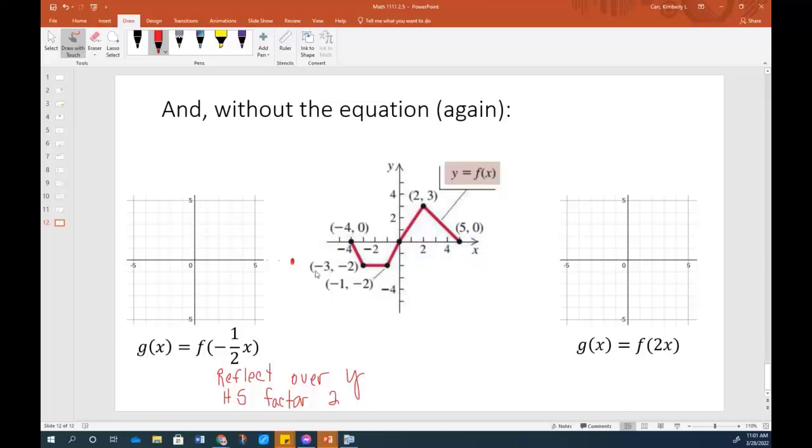So I'm looking at the X's. The negative is going to change it, but then the fact that it's a factor of 2, and you can't see that, you're going to have to know that. I can multiply by 2. So this negative 3 will become positive 3, then times 2 is 6. So I have the point 6, negative 2.